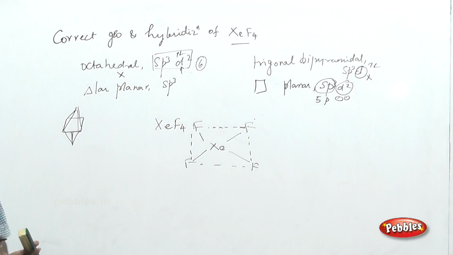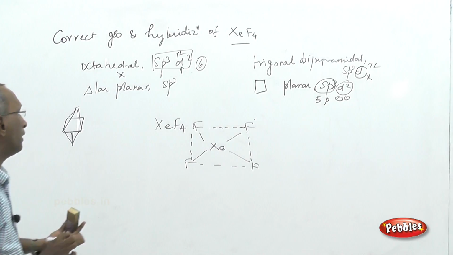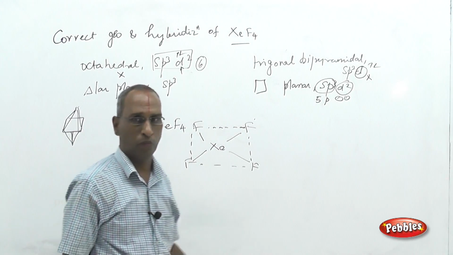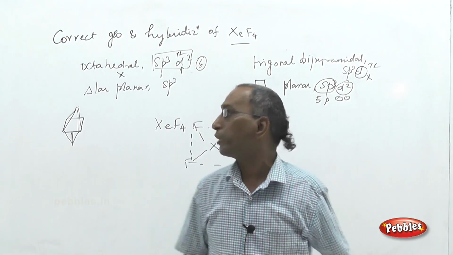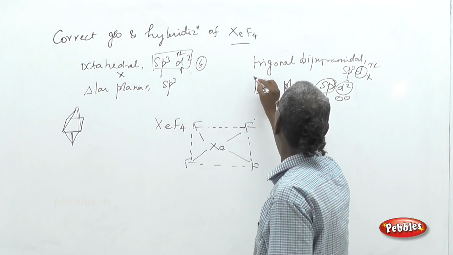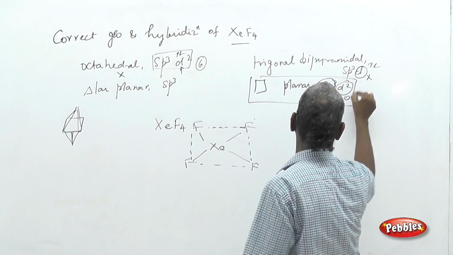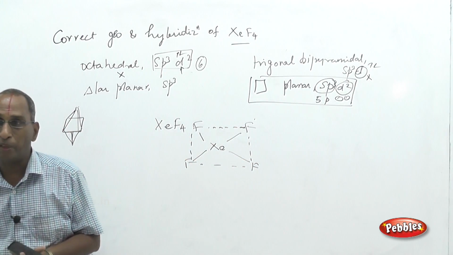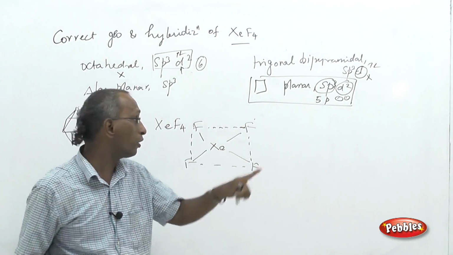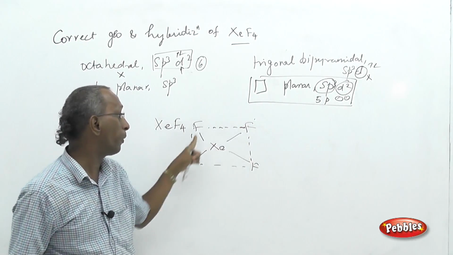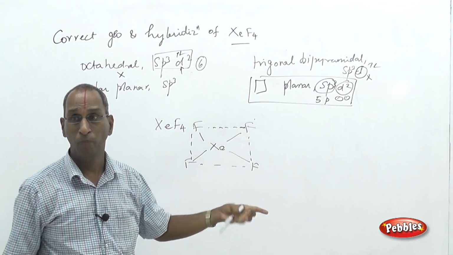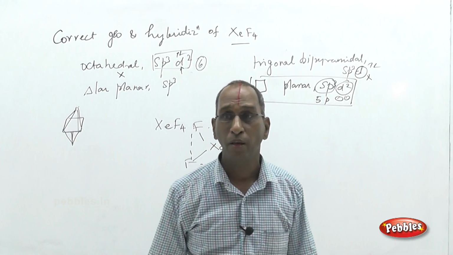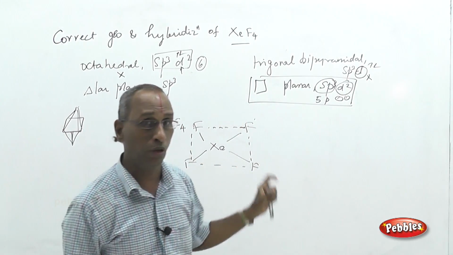So this explains the nature of the structure. The 4 corners are occupied by fluorine atoms. For this question, the correct choice is square planar structure and sp3d2 hybridization. The 4 sp3 overlapped orbitals are occupied by 4 fluorine atoms, but the 2 d orbitals are lying vacant. That is to be noted. This is with respect to this question.